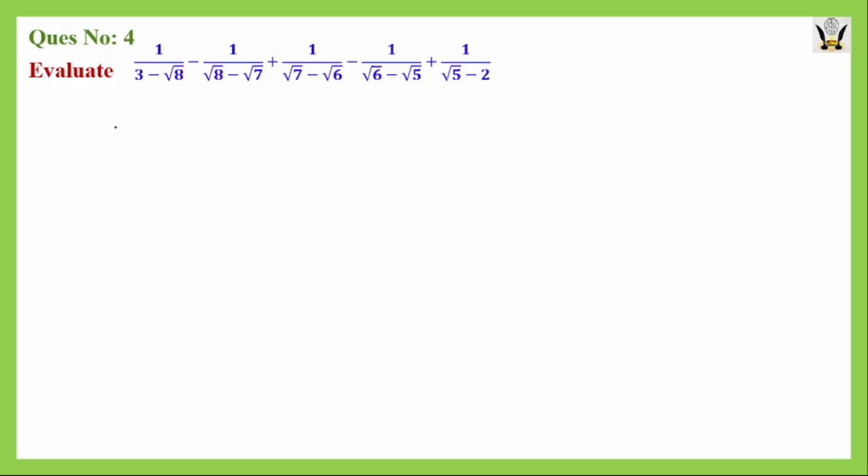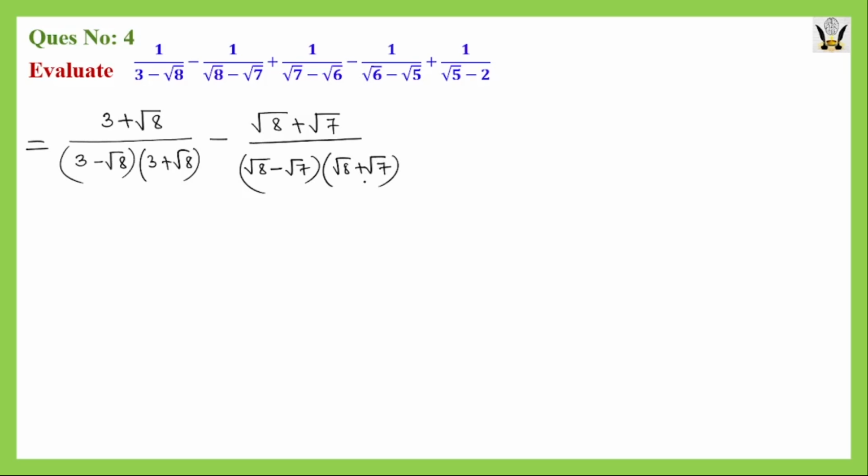So for the first term, the rationalization factor will be what? It will be 3 plus root 8. And in the denominator, we will have 3 minus root 8 multiplied by 3 plus root 8. That we will apply for all other terms in this expression.